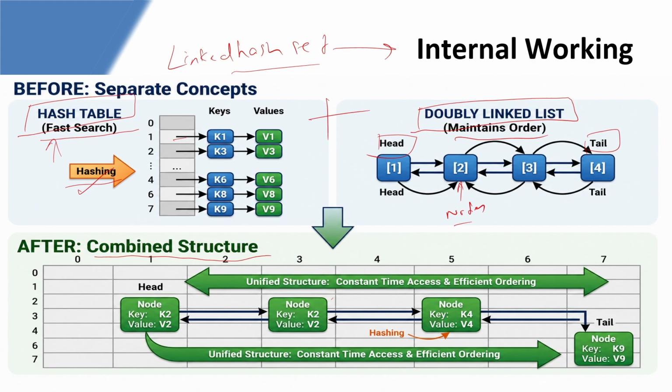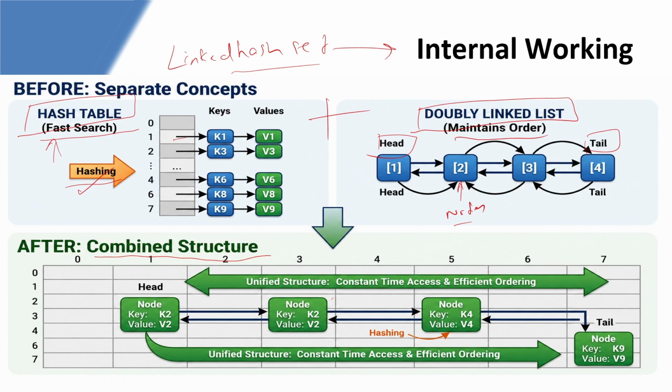Hash table for faster searching and doubly linked list to remember the insertion order. This is why elements are displayed in the same order they were added. That means it remembers the order of insertion. So let's say if you insert elements 10, 20 and 30 and then retrieve the data, they will come in the same order: 10, 20 and 30. So this is the internal working.